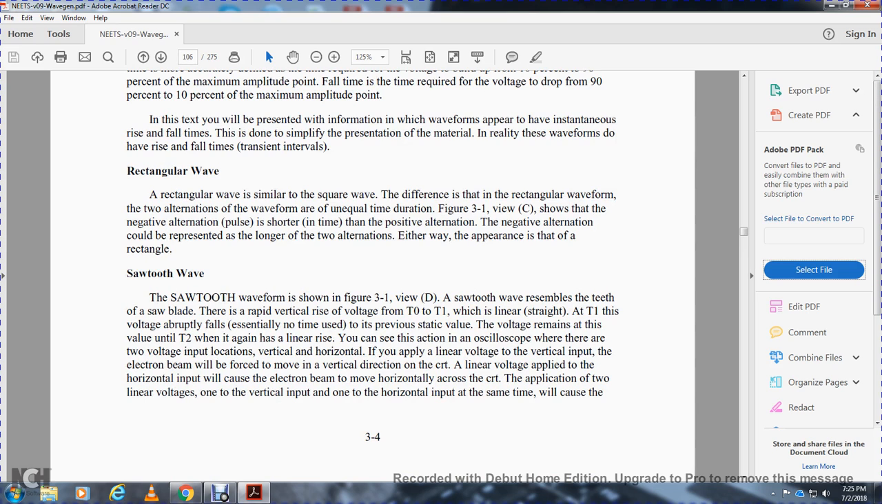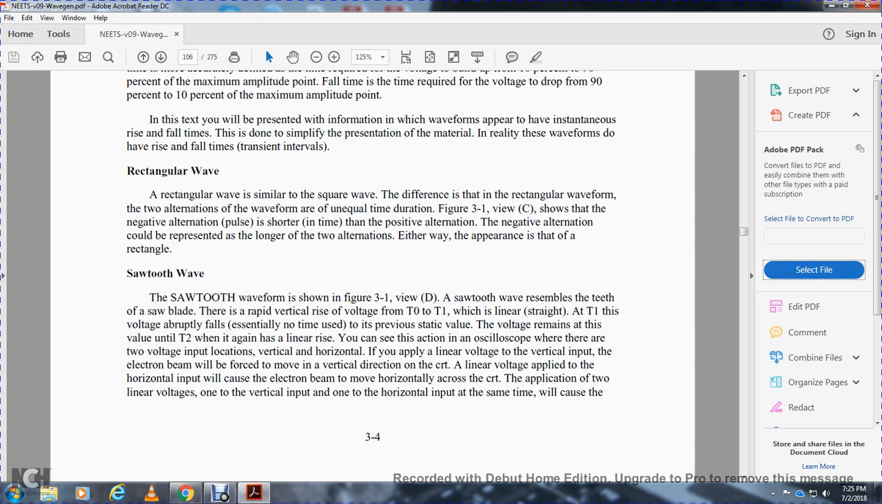Alright, the rectangular wave. Similar to a square wave, the difference for the rectangular waveform is that the two alternations of the waveform are of unequal duration. Figure 3.1 View C shows that the negative alternation pulse is shorter in time than the positive alternation. The negative alternation could be represented as the longer one, as long as there are two unequal alternations giving the appearance of a rectangle.